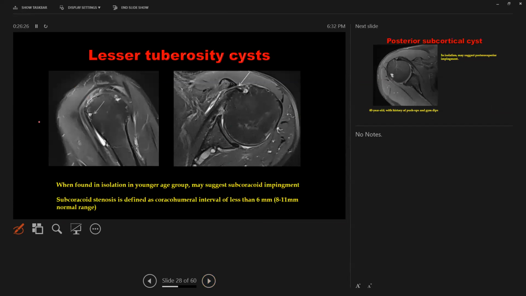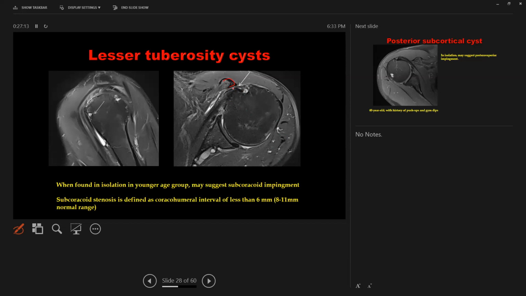When the patient is elderly and there is a lot of rotator cuff pathology, you see a lot of enthesopathic and cystic changes in the humeral head at the attachment sites. Here you can see both in the greater and lesser tuberosity. But if you see cystic changes in isolation in the lesser tuberosity, then one should worry about subcoracoid impingement. This is the coracoid process, and the subcoracoid space is reduced here.